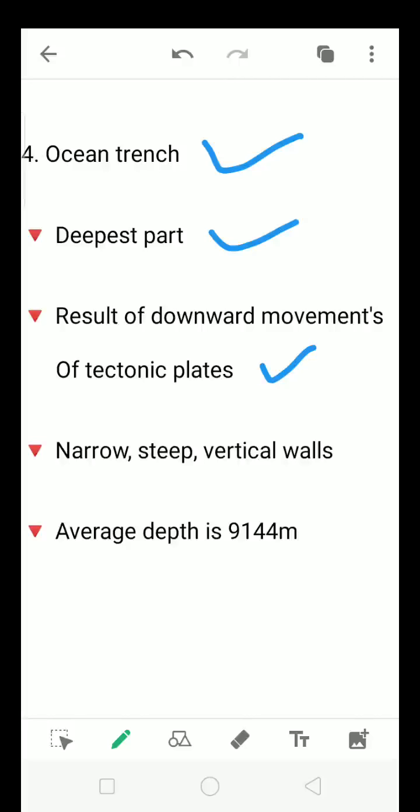These are very narrow, with steep and vertical walls, rather than the ocean ridges. The average depth of an ocean trench is measured as 9,144 meters.